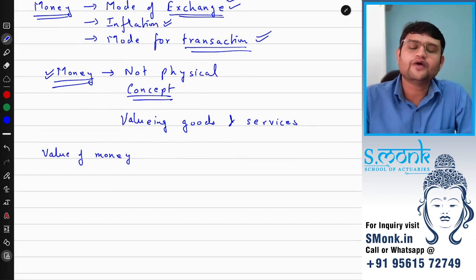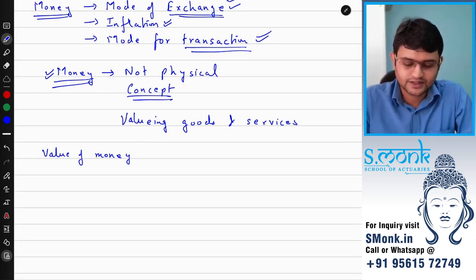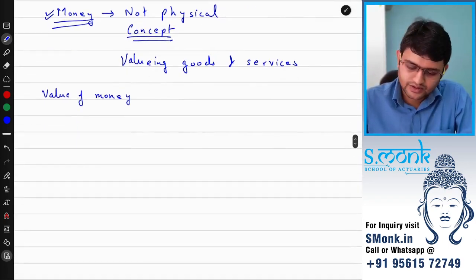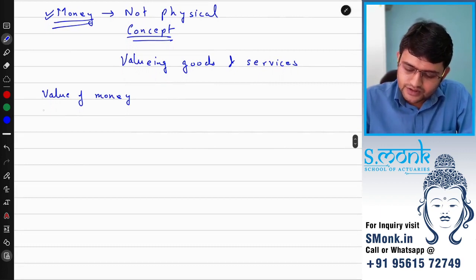What are the different values of money? So the first type of value will be face value.